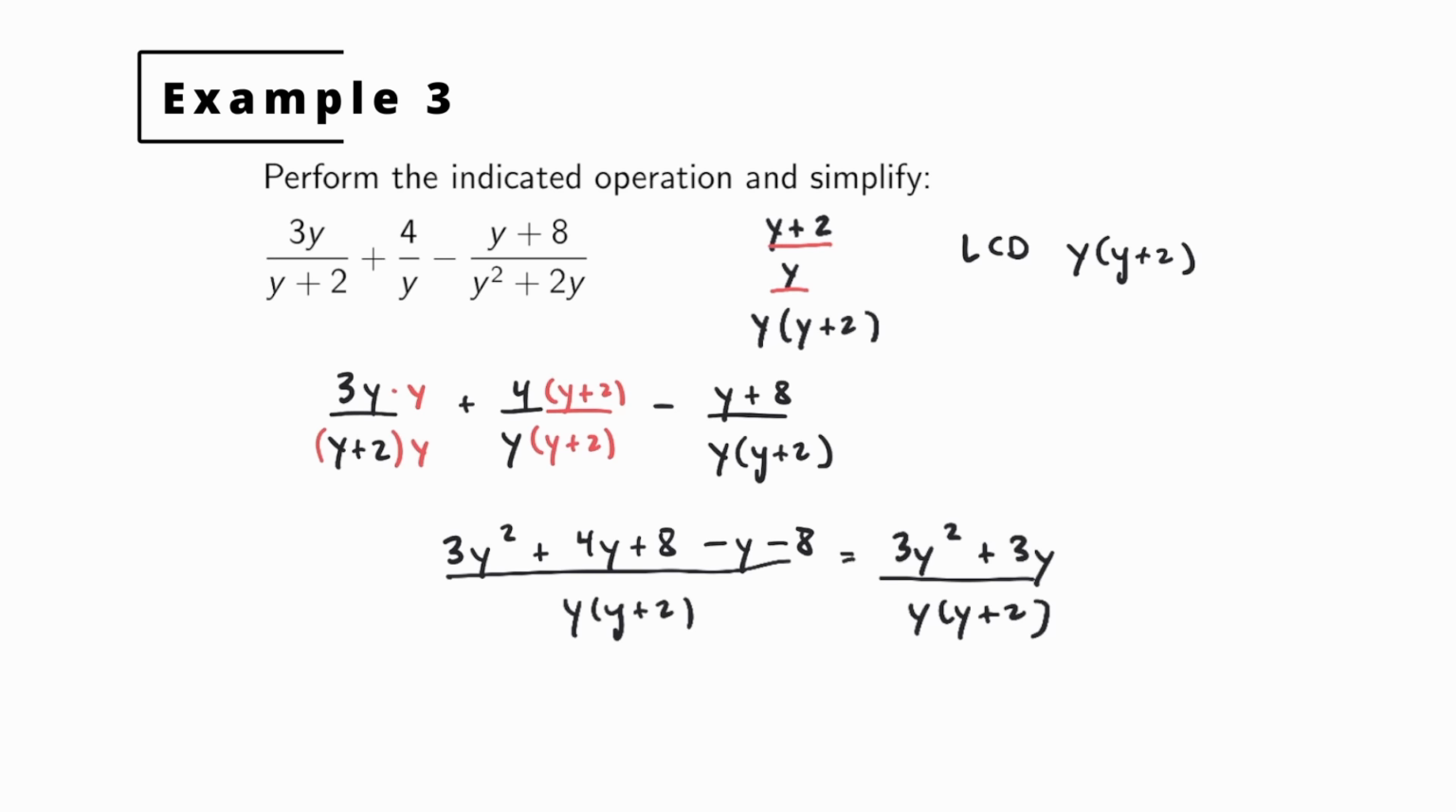Now, the last thing to do is simplify. We notice that we can factor out 3y from each term in the numerator. So we get 3y times, we'll have y plus 1 left over. And in the denominator, we still have y times y plus 2. We can cancel out that common factor of y, leaving us with our final answer, 3 times y plus 1 over y plus 2.